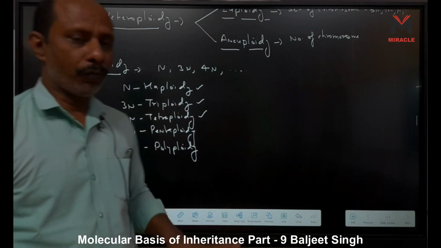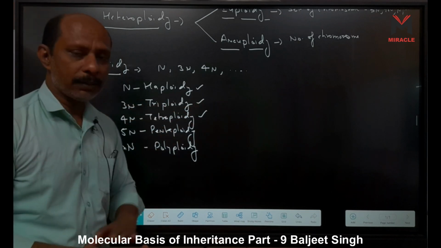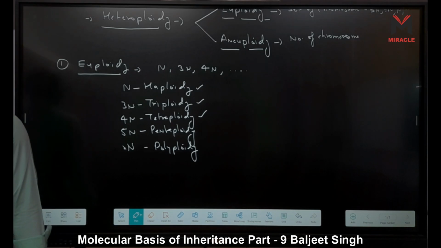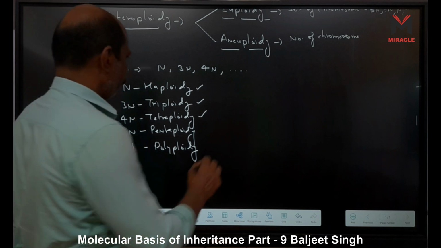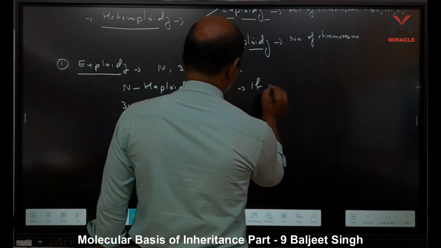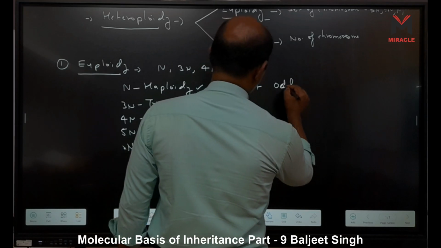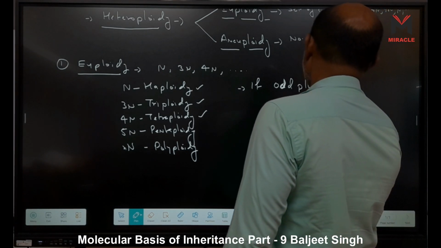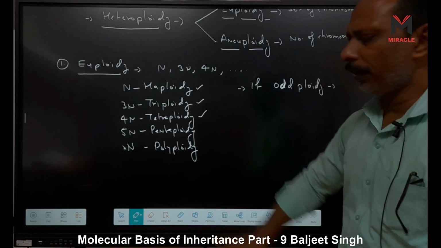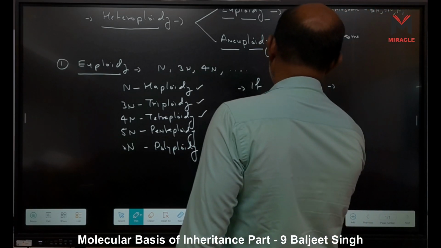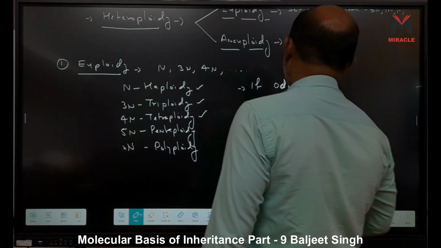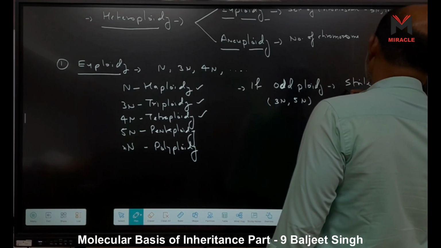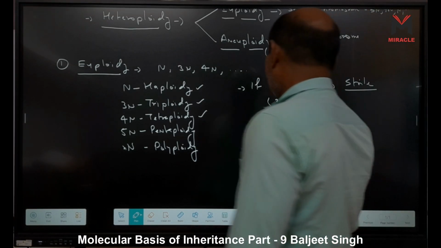Now here an example. Mostly, if polyploidy is present, as for example triploidy, they are sterile first. Mainly understand one thing here: if it is odd ploidy, odd ploidy means 3N, 5N, 7N, it is mostly sterile, not fertile.